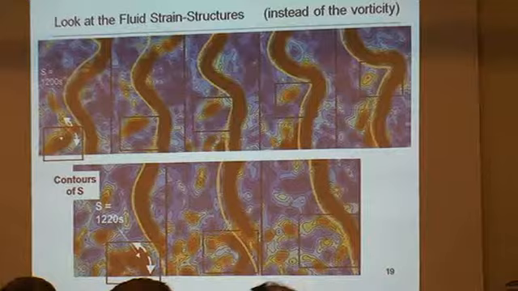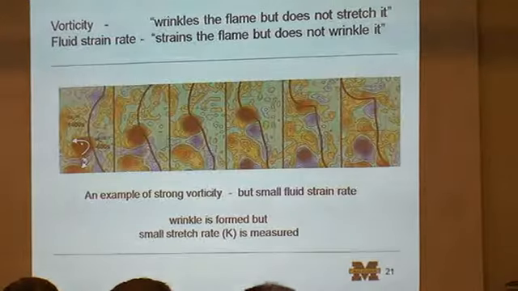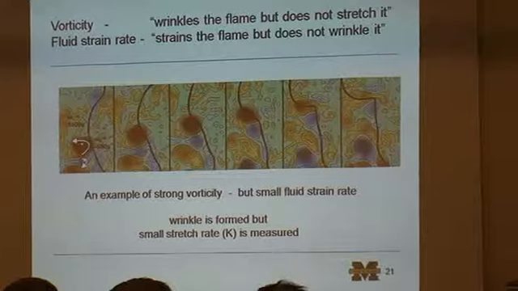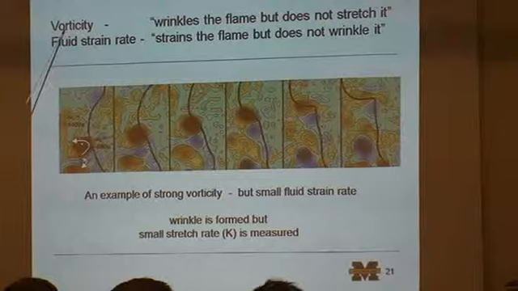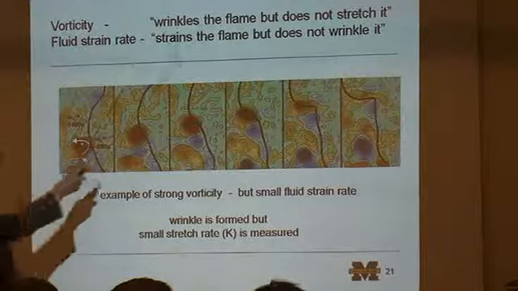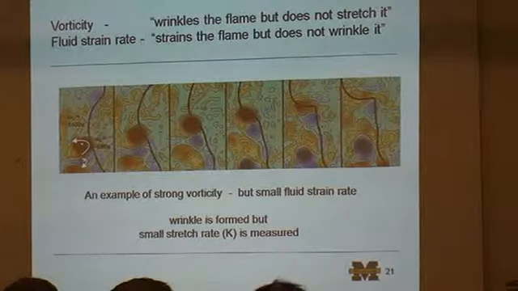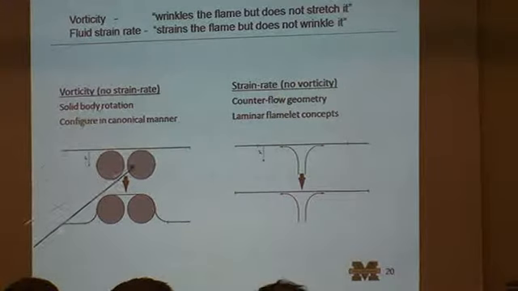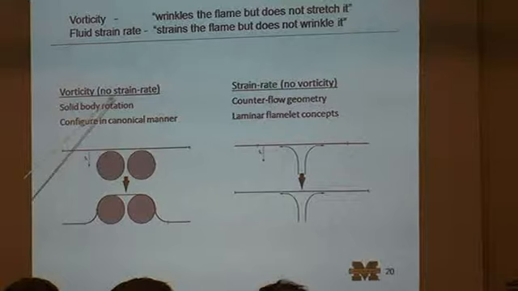So the approach was to look at these strain structures, and what Adam did was he tested out this idea that maybe the vorticity wrinkles the flame but doesn't stretch it so much. And let me go back to this example. If you had a solid body rotation, you have vorticity but no strain.